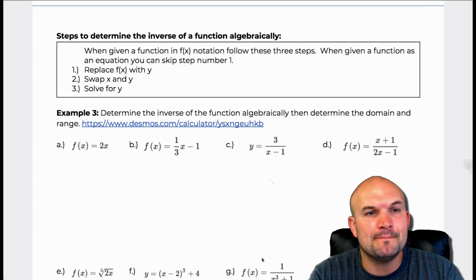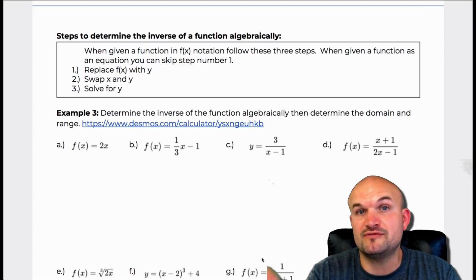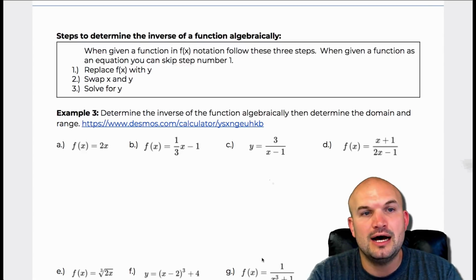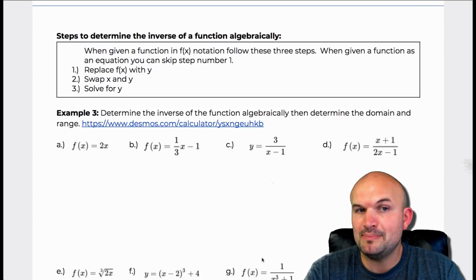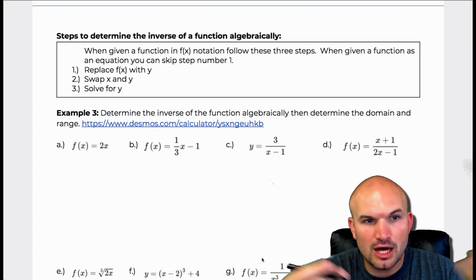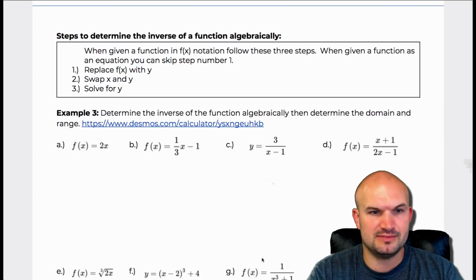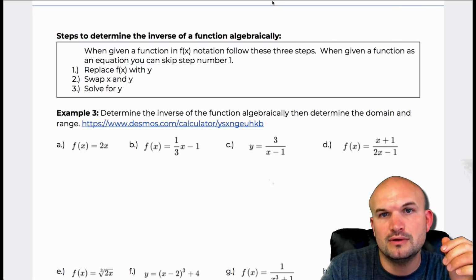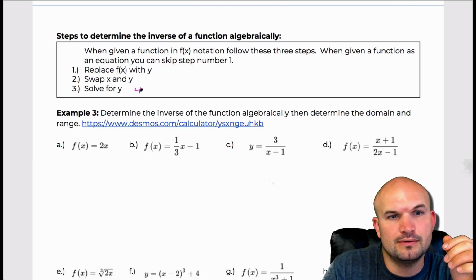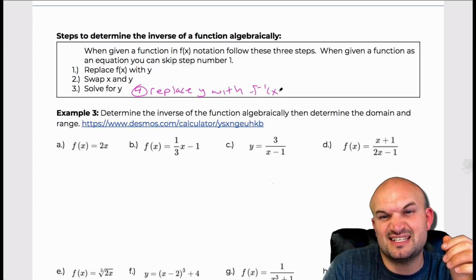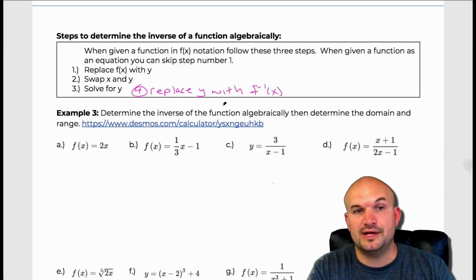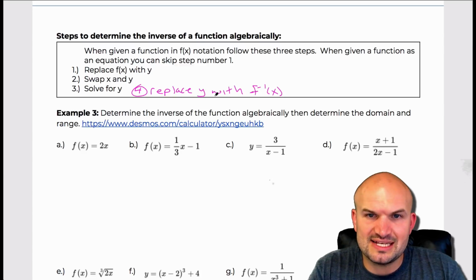So the idea is, guys, when we have a function in function notation, f of x equals, then we're just going to want to follow the steps. Step one is replace f of x with y, swap the x and the y's, and then solve for y. Oh, and I don't know why I didn't add this, but really step number 4, which I should add in there, is replace y with f inverse of x, because that's exactly what we're doing, finding the inverse of that, right? So that's kind of the important idea.